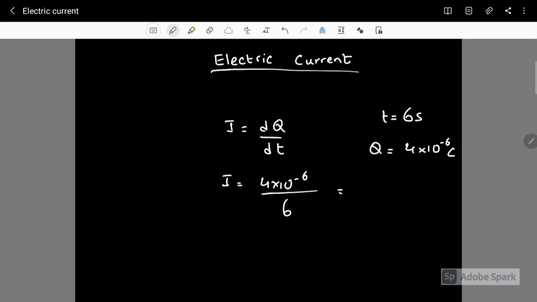So then we calculate this as 4 microcoulombs divided by 6 seconds, and we get 6.667 times 10 to the power of minus 7 amperes. So current is always measured in amperes. Its spelling is this, and that is how you calculate current.